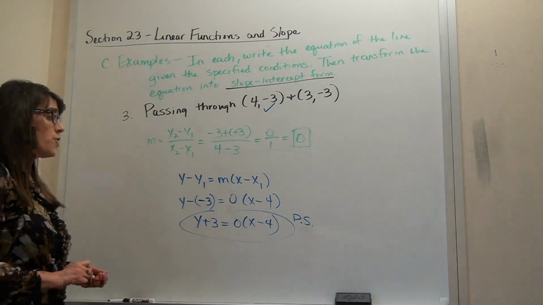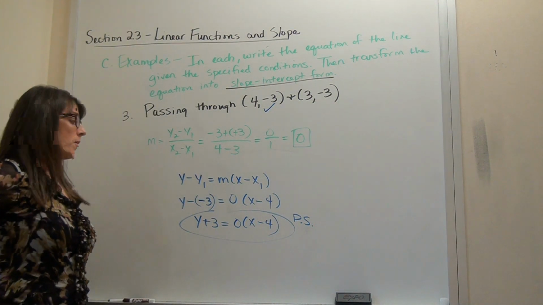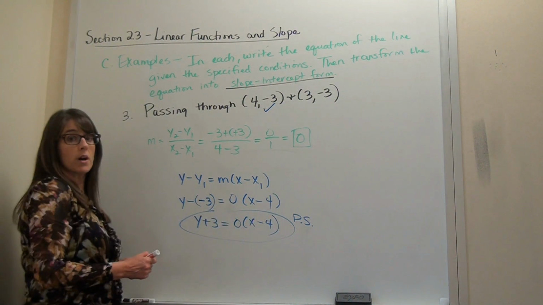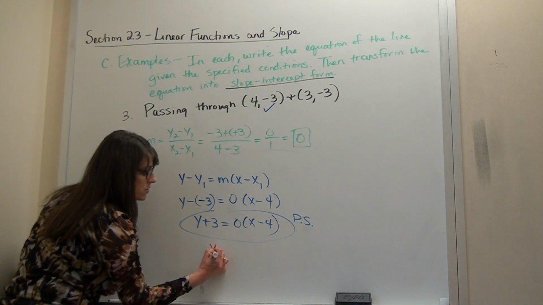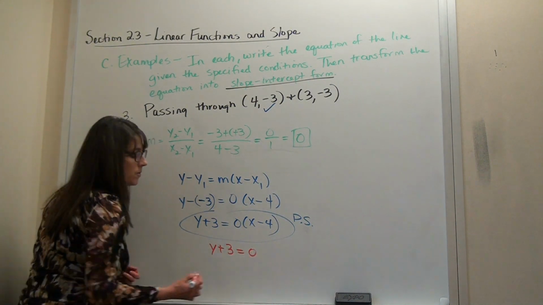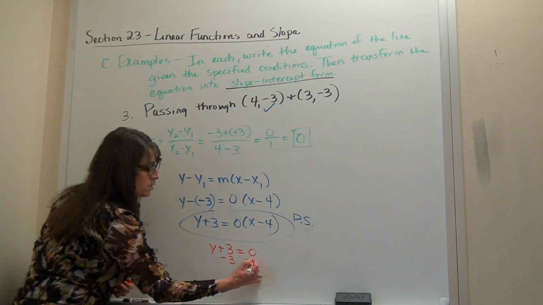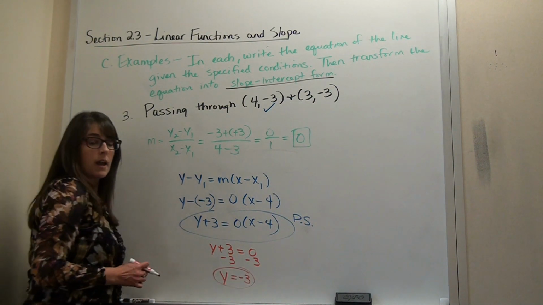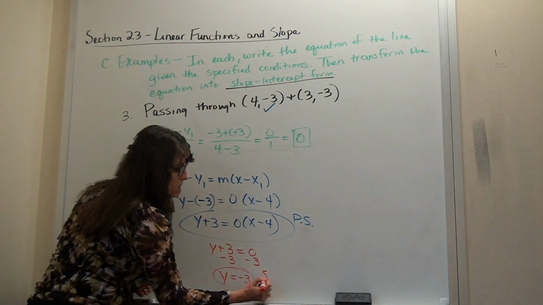But now if I transform it into slope-intercept form, remember that means get the y by itself, but 0 times anything at all is what? Yeah, it's just a 0. So this is y plus 3 equals 0, and to get the y by itself, I'm just going to subtract a 3, giving me y equals negative 3. And that's my equation in slope-intercept.